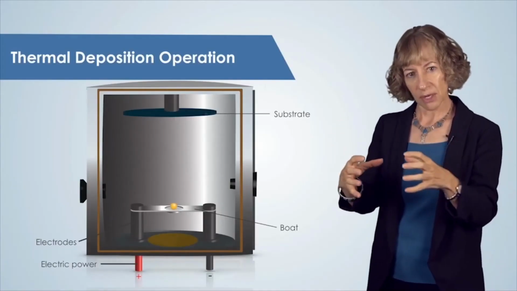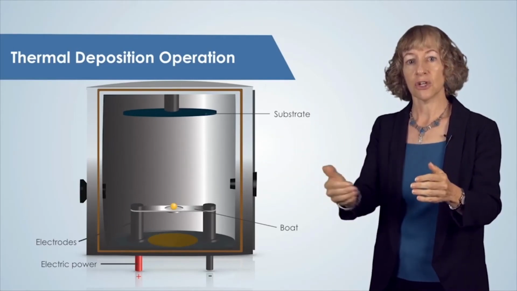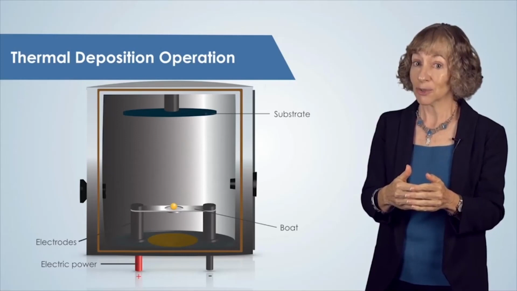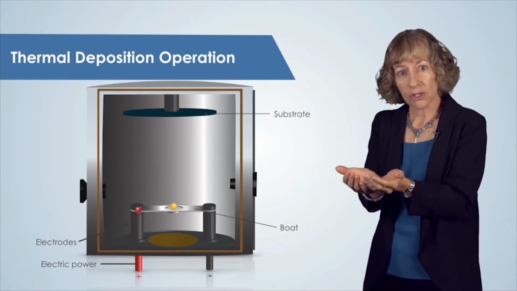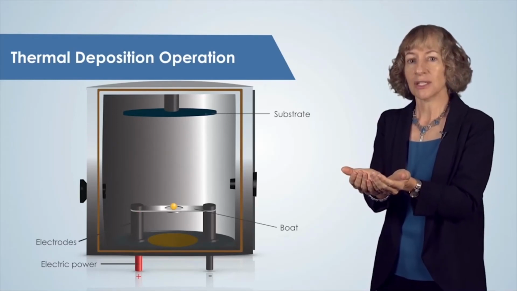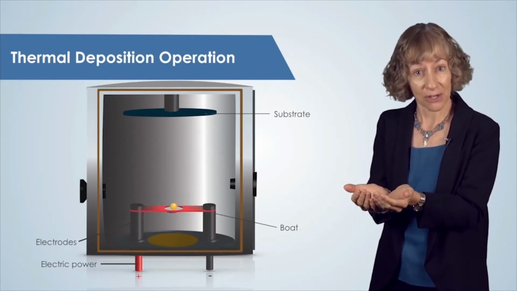The tungsten boat is clamped between two electrodes. An electric current as high as several hundred amps passes through that tungsten boat, which undergoes resistive heating. Just like an incandescent light bulb filament, it heats up and glows.